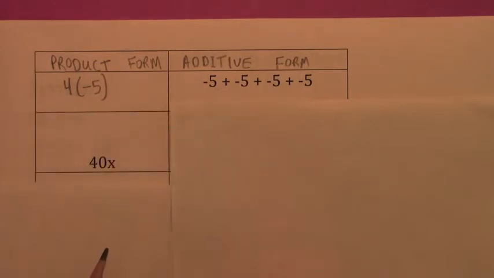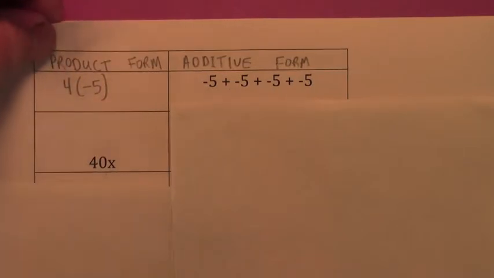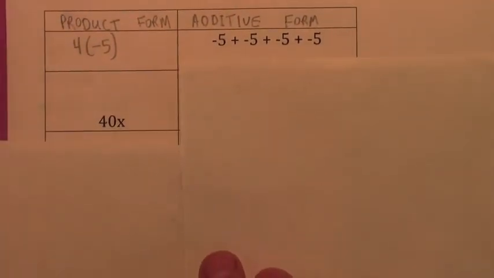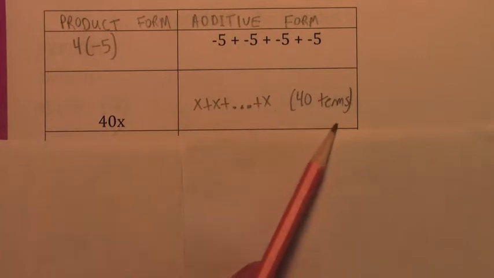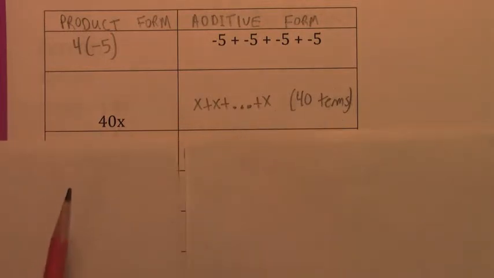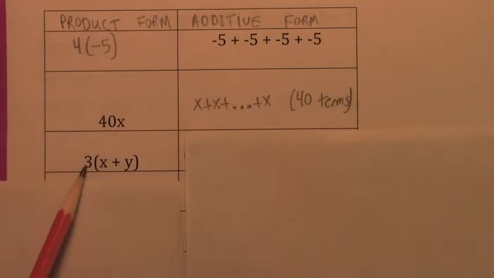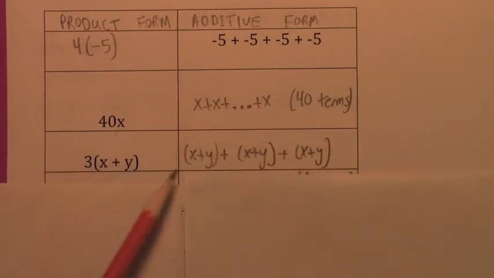How about 40x? What does that mean in terms of additive form? You're given the product form. Well, I would say x added to itself 40 times, and this is how you'd write it. x plus dot dot dot plus x, 40 terms or 40 times, either way. This one. How about 3 times the quantity x plus y? This is a product of 2 things. The first number is 3, the second number is this whole quantity x plus y. So the easiest way would just be x plus y plus x plus y plus x plus y.